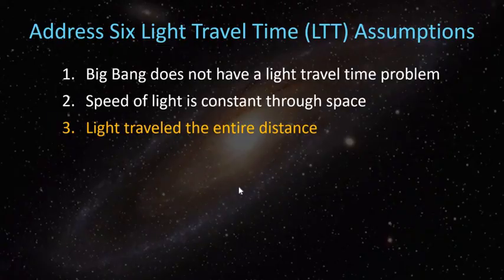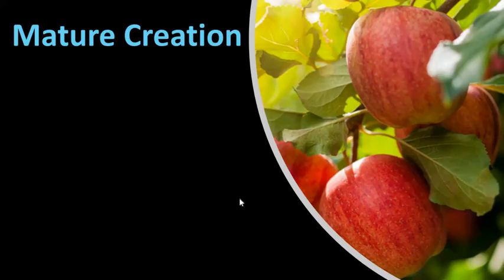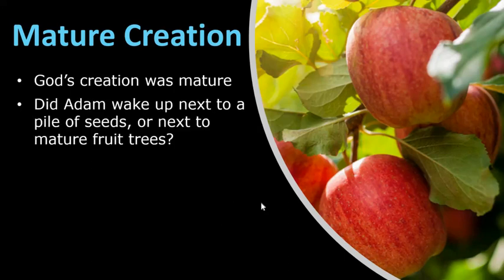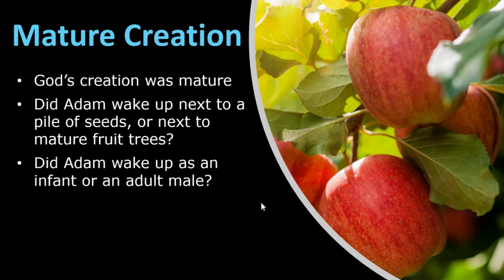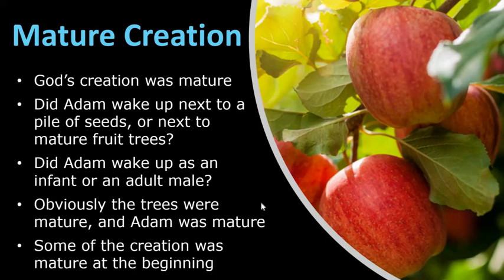The third LTT assumption is that light traveled the entire distance. Here we're looking at the distance portion of our calculation or formula. So what about a mature creation? God's creation was mature. Did Adam wake up next to a pile of seeds or pits? Or did he wake up next to mature fruit trees? Did Adam wake up as an infant or an adult male? Well, obviously the trees were mature and Adam was an adult male, or mature. So some of the creation was mature at the beginning.